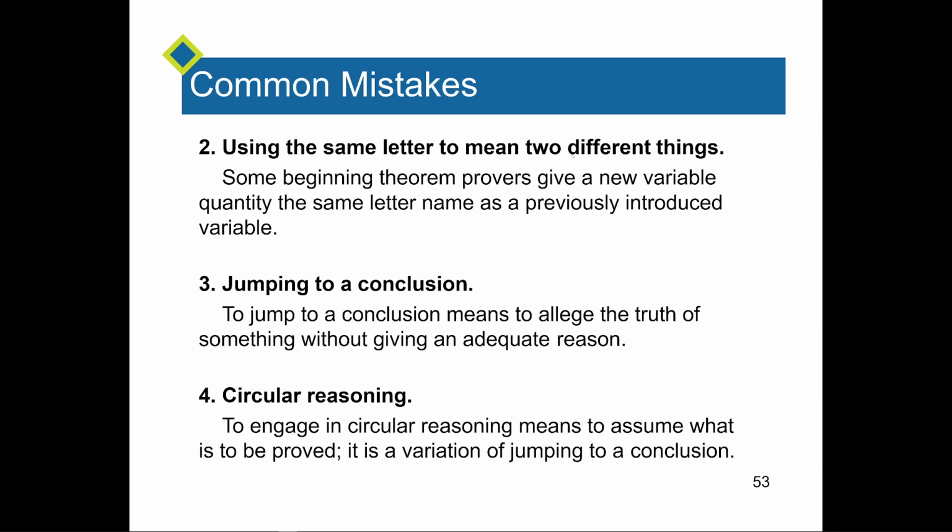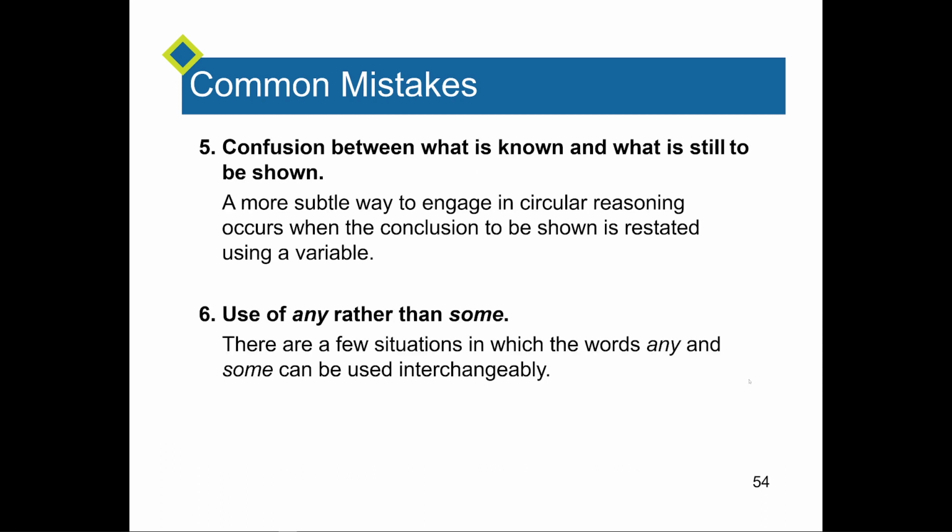Using the same letter to mean two different things. So don't use star one and star one again. Label it as something else, star two. Don't jump to conclusions. If you have to go from one step to the next, we need to justify that. Circular reasoning, right? So give reasons for whichever step that you are doing.